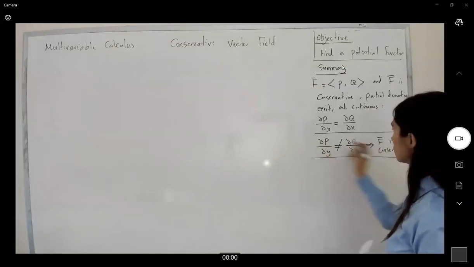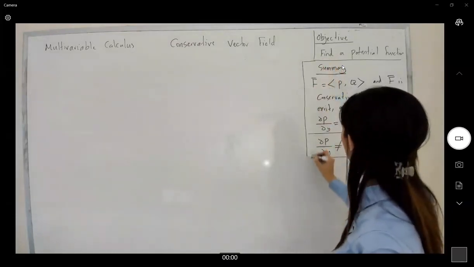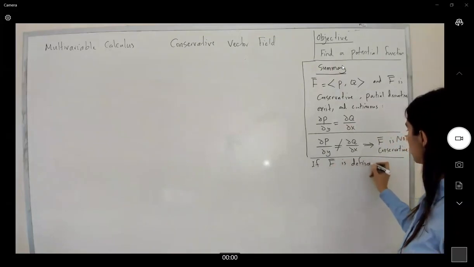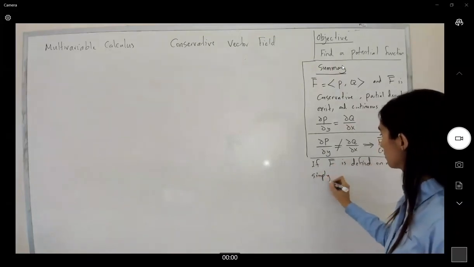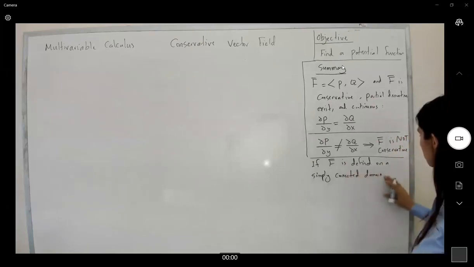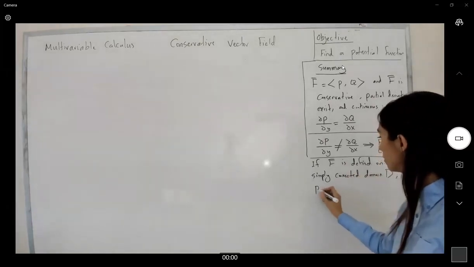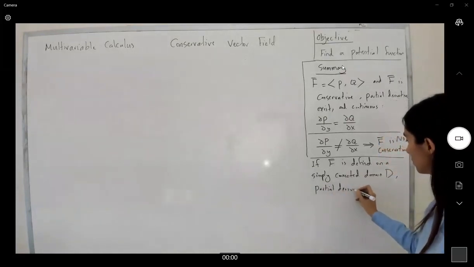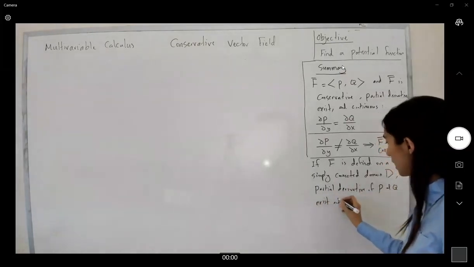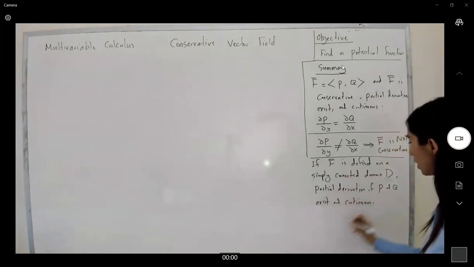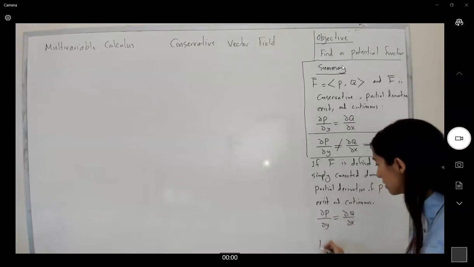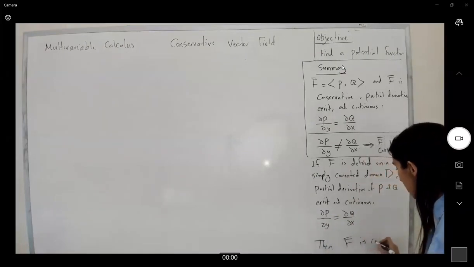These are the summaries of what we learned so far. We also learned that if F is defined on a simply connected domain like D, and partial derivatives of P and Q exist and are continuous, and you have this condition that partial derivative of P with respect to y is equal to partial derivative of Q with respect to x, then you can say that F is conservative.